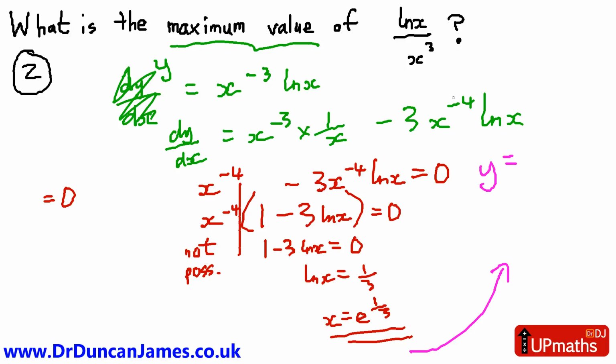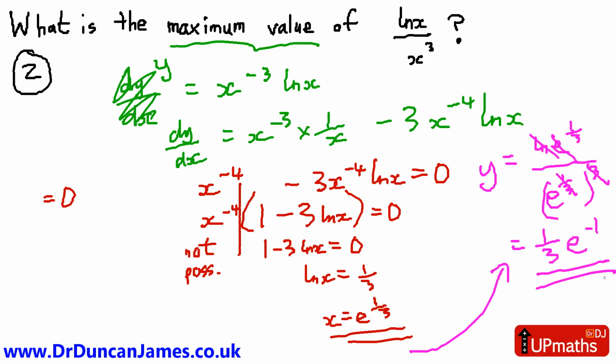I'm using y. y wasn't used in the question, but I've just introduced it to make it easier to talk about. So that's just ln of e to the third divided by e to the third, cubed. Now we can sort of rearrange that. The ln and the e cancel, just making a third. And then the 3 and the third cancel, because one is a cube root, one is cubed, etc. And then that makes e to the minus 1. Just found the maximum value.